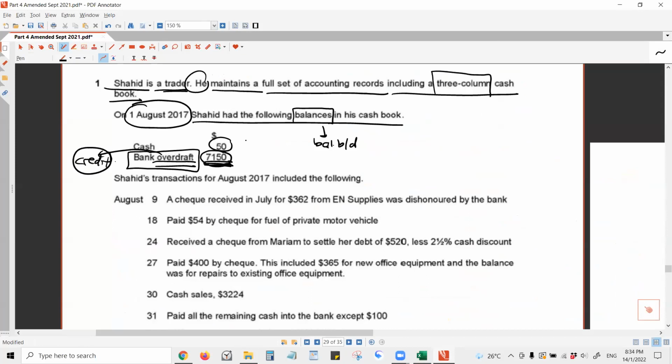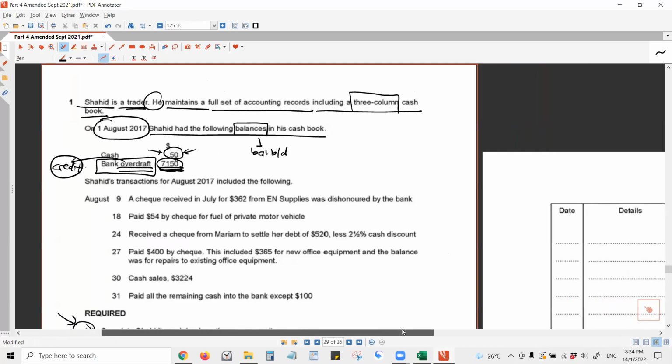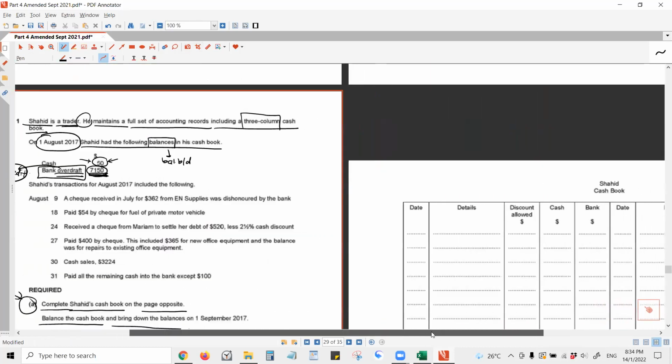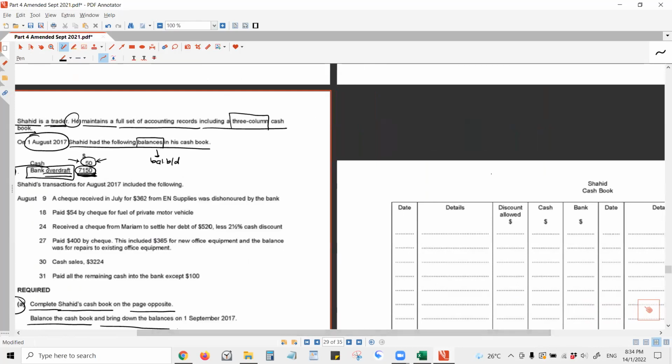I'll show you how to present these two numbers. So left with $50 cash, no money in the bank. How to show? Okay, follow me, go to the cash book. $50, show it here. Balance BD. The date, August 1st, 2017.